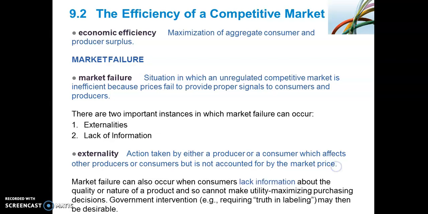Another example is that of consumers lacking full, complete information about the quality or nature of a product. So in so doing, we cannot make utility maximizing purchasing decisions. And government intervention is very often required. And here an example is truth in labeling.